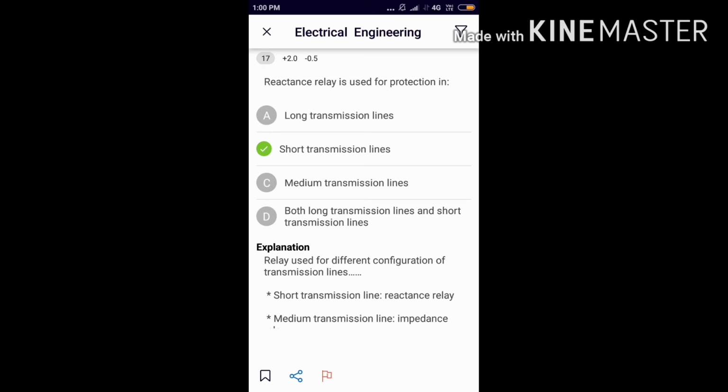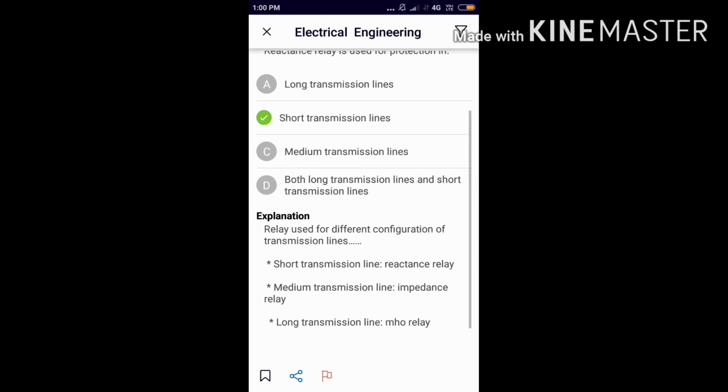The next is, reactance relay is used for protection in short transmission lines. Explanation: relays are used for different configurations of transmission lines. Short transmission line: reactance relay. Medium transmission line: impedance relay, and mho relay for long transmission line.